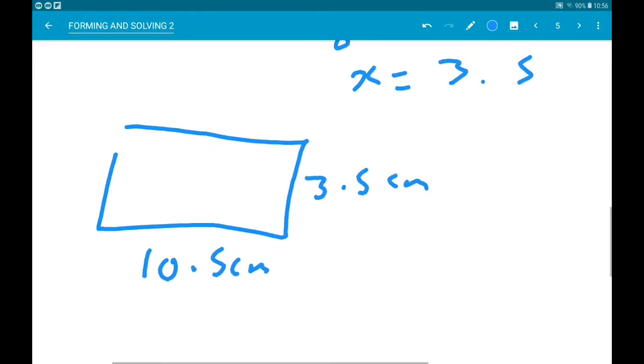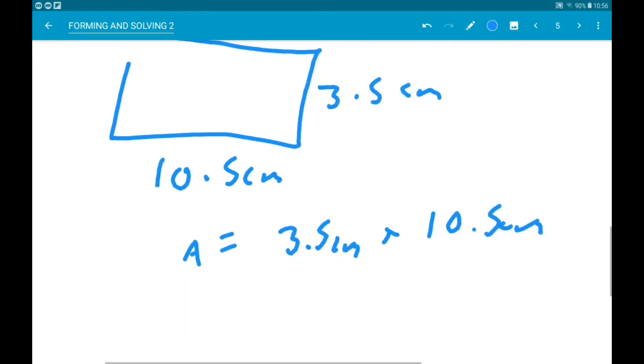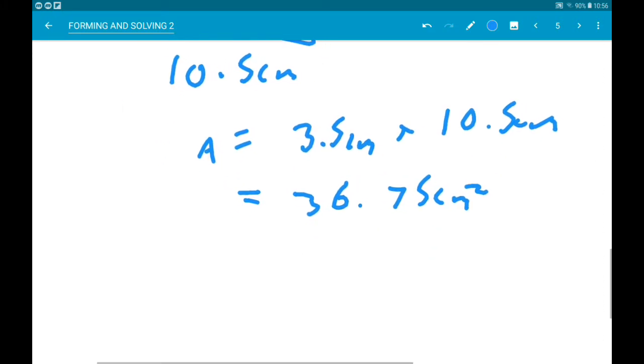So its area is 3.5 times 10.5, which is going to give us 36.75 centimeters squared. So that's the area of one rectangle. The shape is made from 4 rectangles. So the total area is 4 times that.